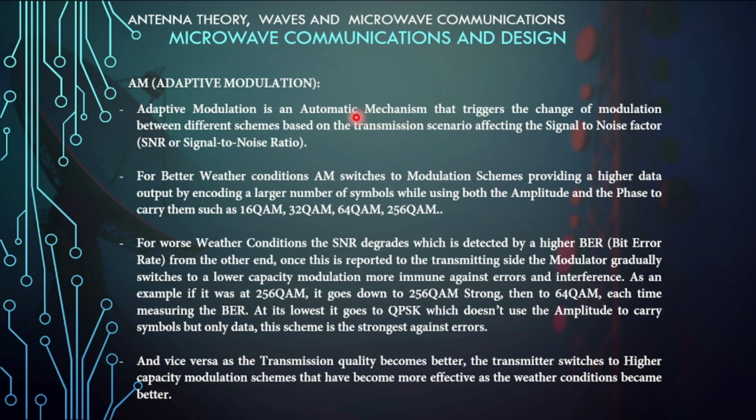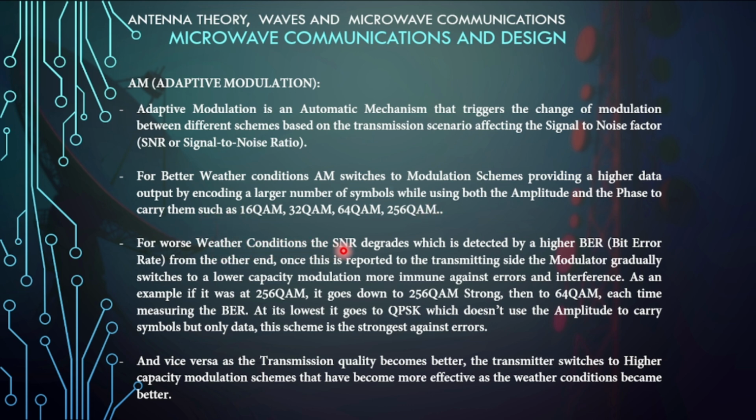Second parameter, which is the adaptive modulation, that was introduced to dynamically adapt the modulation based on the transmission scenario. Adaptive modulation is an automatic mechanism that triggers the change of modulation between different schemes based on the transmission scenario, affecting the signal-to-noise ratio, SNR. For better weather conditions, AM switches to modulation schemes providing a higher data output by encoding a larger number of symbols, using both the amplitude and the phase to carry them, such as 16 quadrature amplitude modulation, 32, 64, 256, all the way to 1024, even 2056 QAM, meaning 2056 symbols that can be carried.